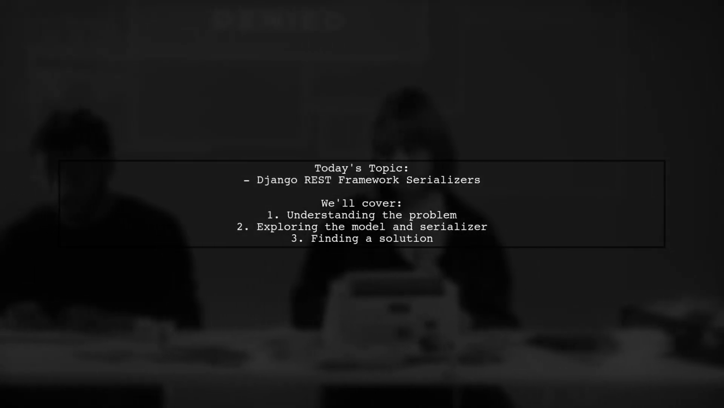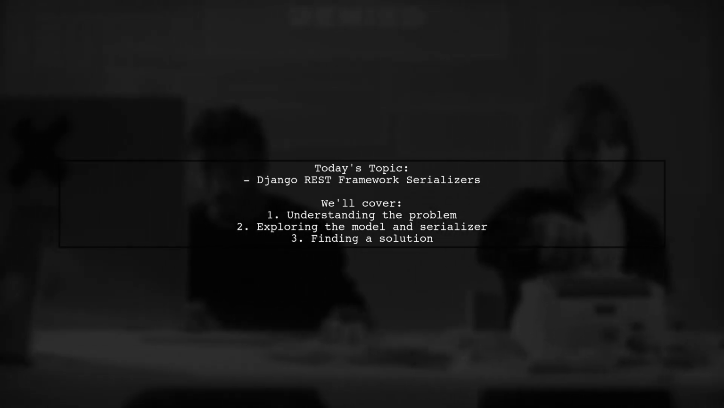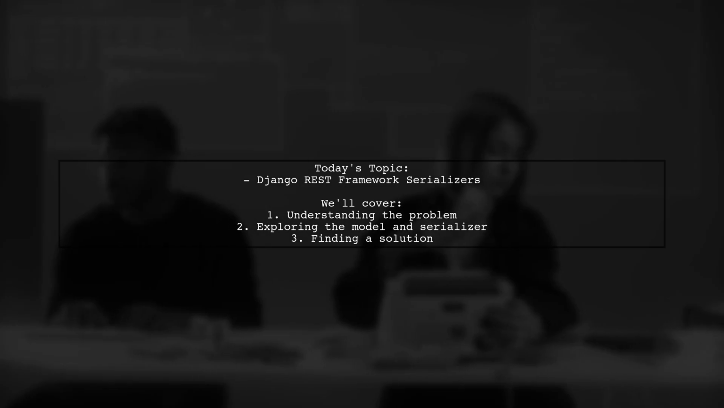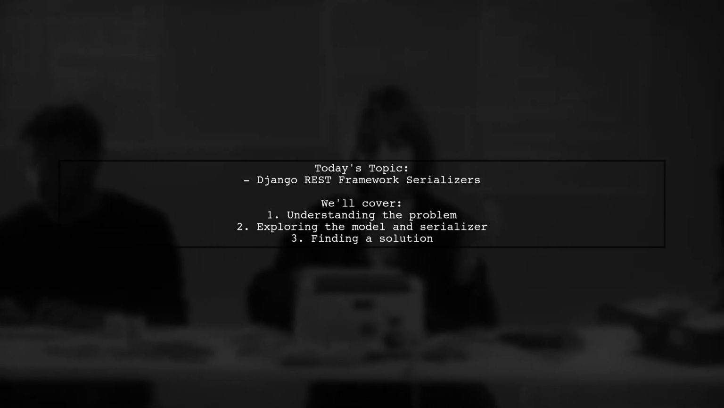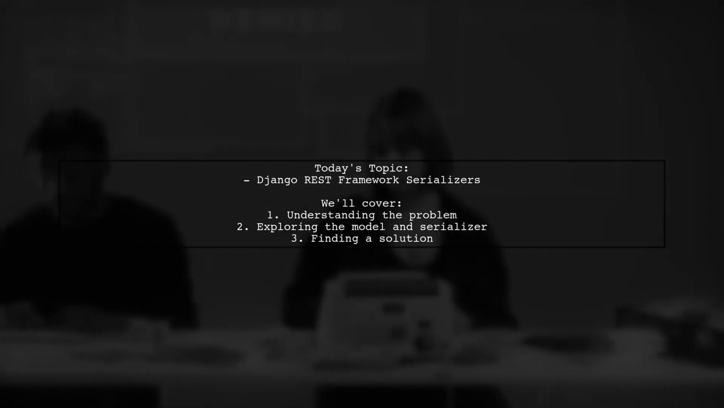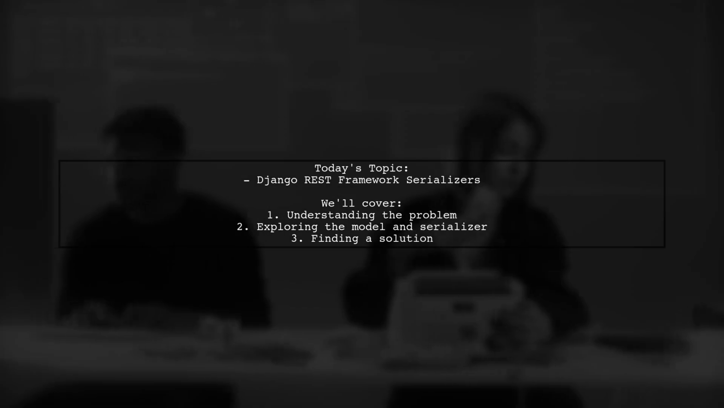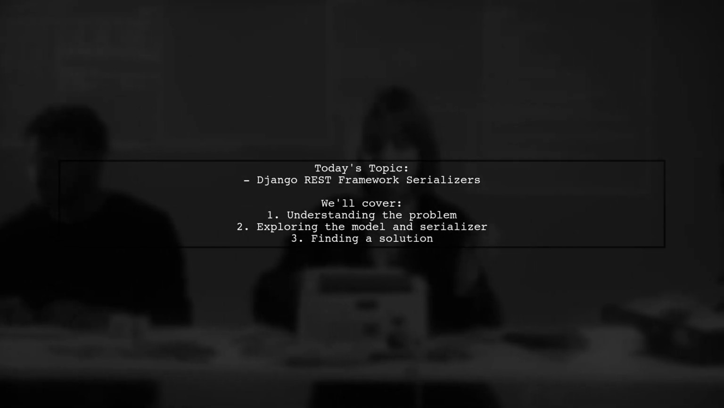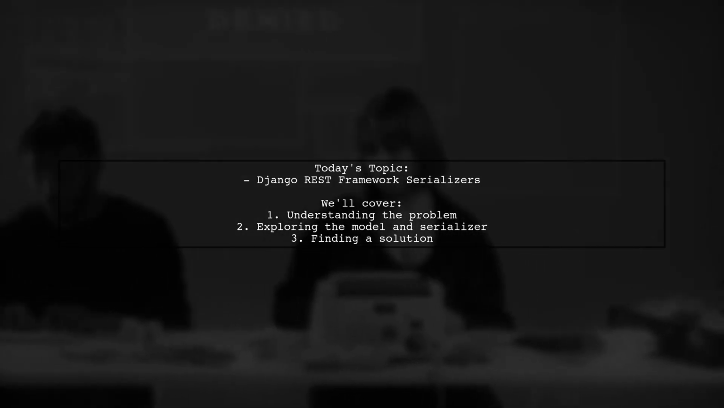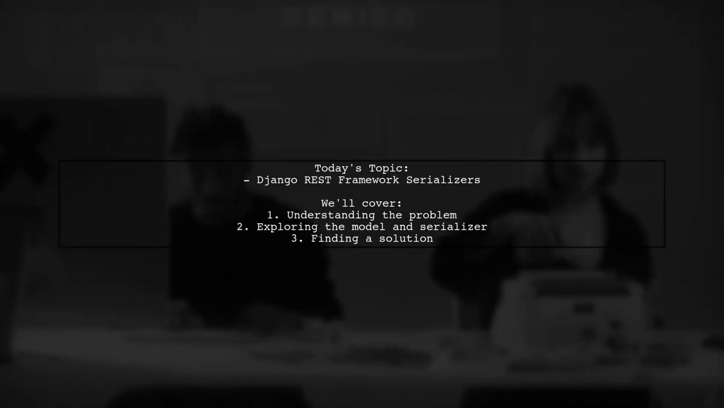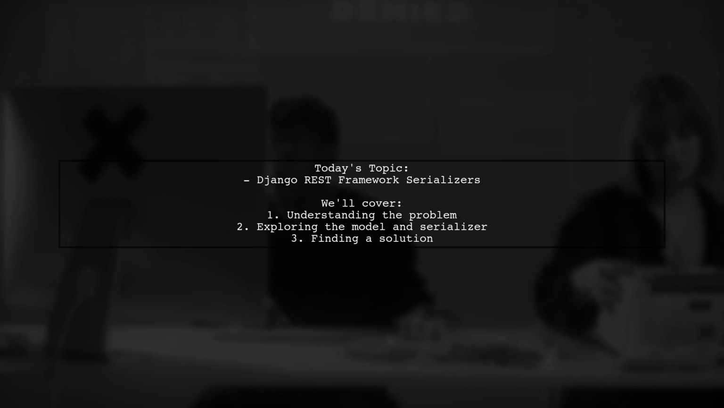Today we're tackling a question that many newcomers to Django face. Our viewer is looking for guidance on how to use different serializers for varying fields across multiple views. Specifically, they want to include just the ID field in one view and both ID and name fields in another. Let's dive into the details of their model and serializer to find a solution together.